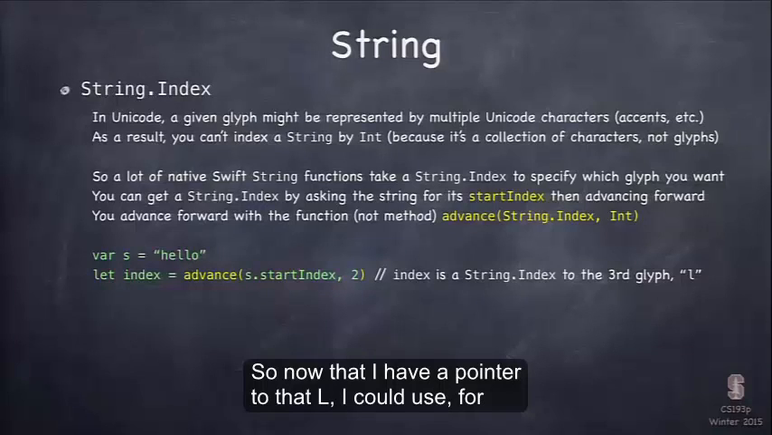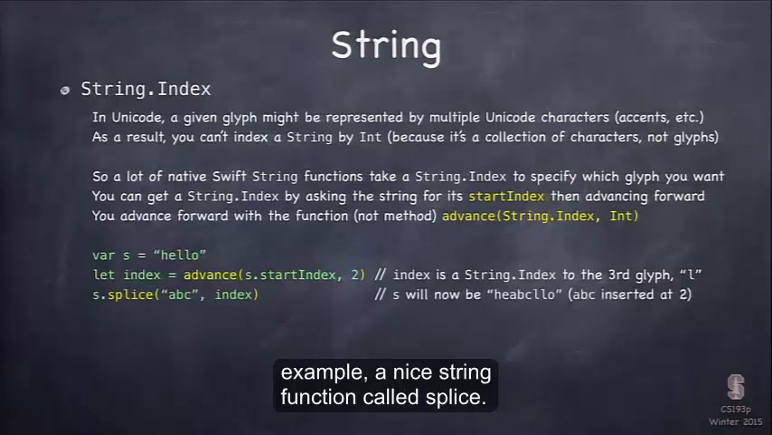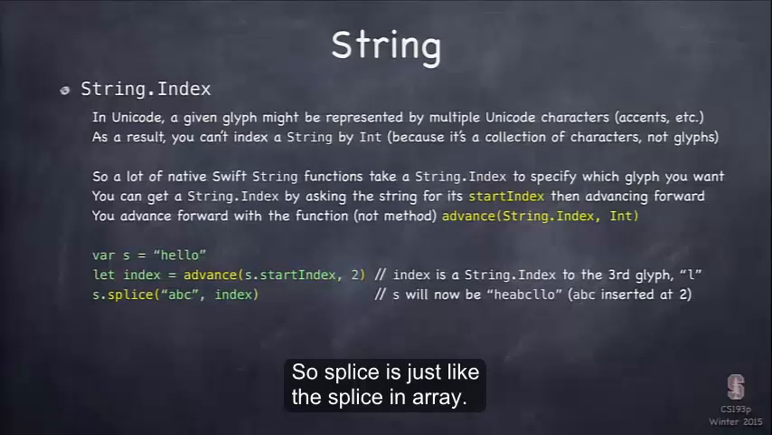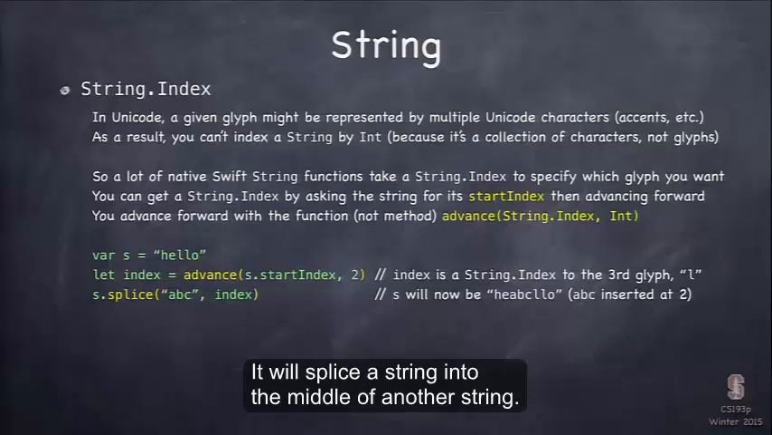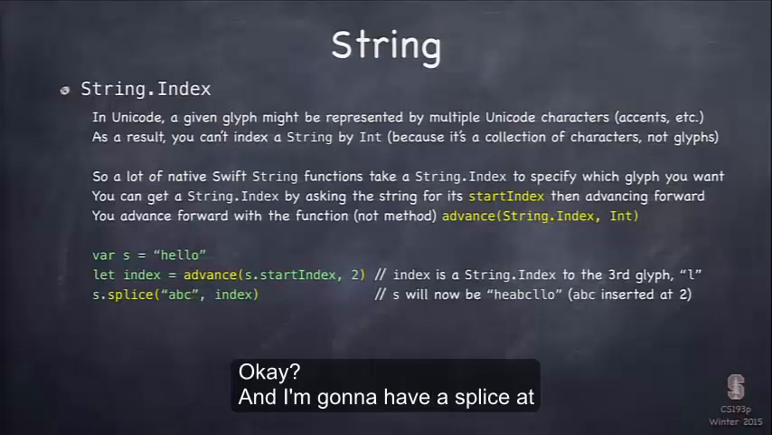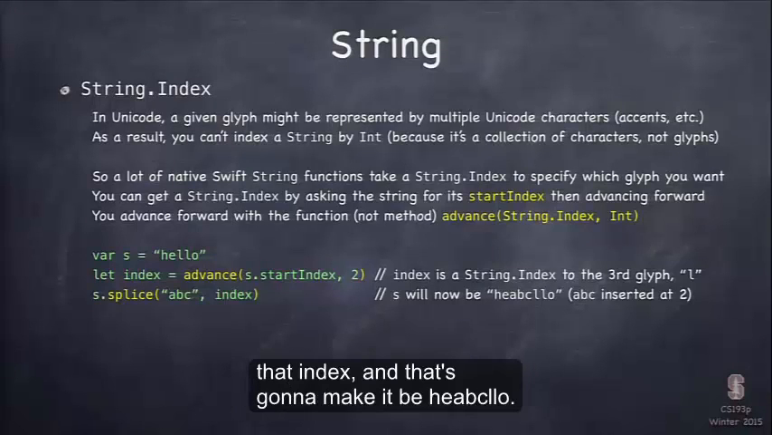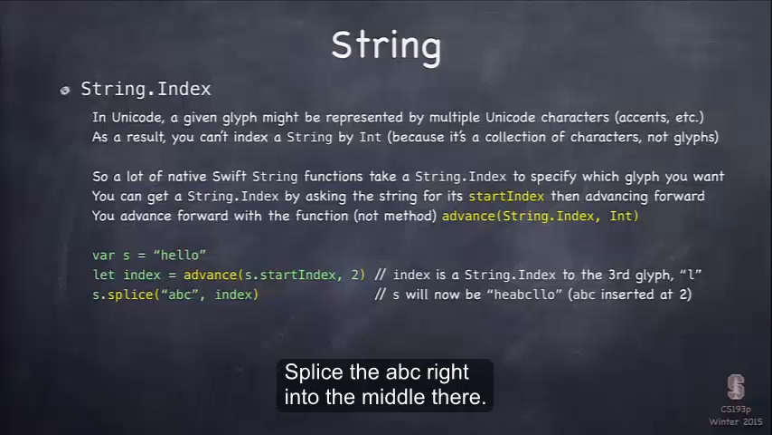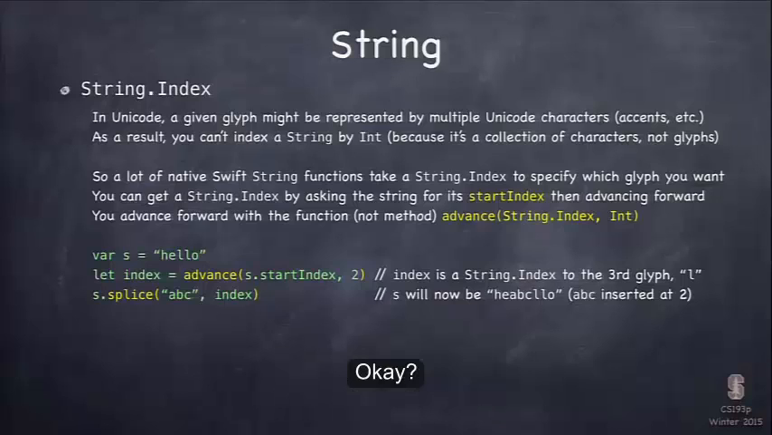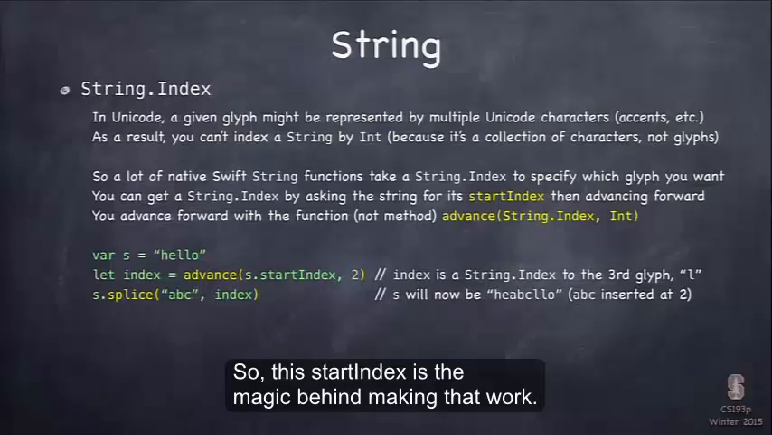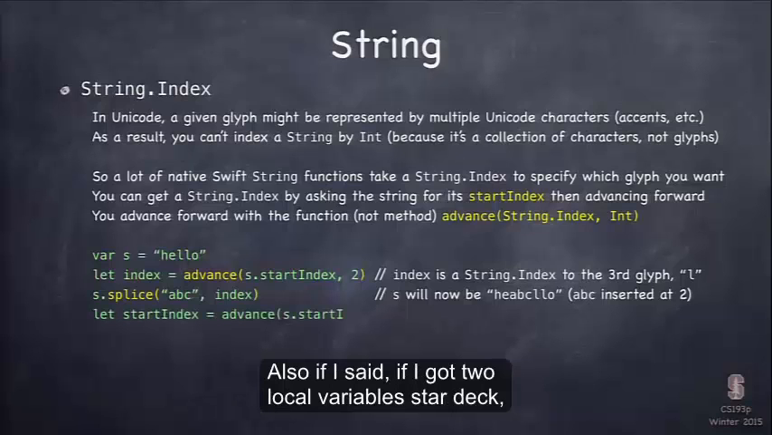So now that I have a pointer to that L, I could use, for example, a nice string function called splice. So splice is just like the splice in Array. It will splice a string into the middle of another string. I'm going to have it splice at that index, and that's going to make it be HE ABC LLO. Splice the ABC right into the middle there. So the startIndex is the magic behind making that work.